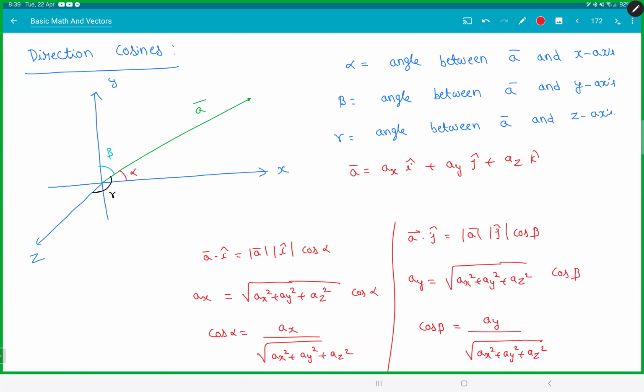Any doubts on this page? Sir, what exactly is direction cosines? I'll tell you, I'll write it down. But this part is clear. What is cos alpha, cos beta?